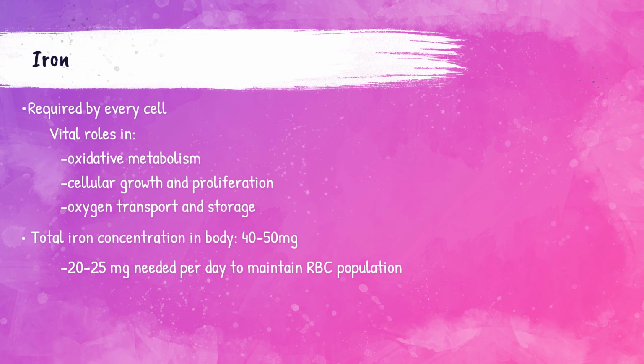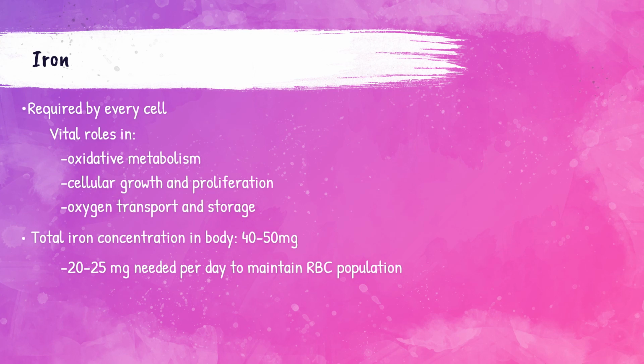Iron has many roles in the body. It helps in oxidative metabolism, cellular growth and proliferation, and the transport and storage of oxygen. There's a pigment called protoporphyrin 9 that reacts with iron and converts it into heme, and heme is a part of hemoglobin. So with low levels of iron, you're going to have low levels of heme, and then of course low levels of hemoglobin. So iron, of course, is critical for the synthesis of hemoglobin.